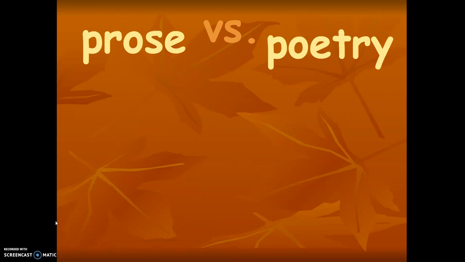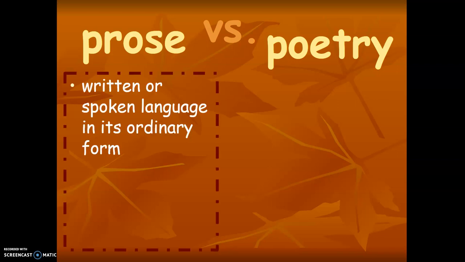So in looking at poetry, we need to look at what differentiates it from regular writing. Regular writing we call prose. Prose is the written or spoken language in its ordinary form, the way we normally look at writing, in sentences and paragraphs. That's what we're used to.